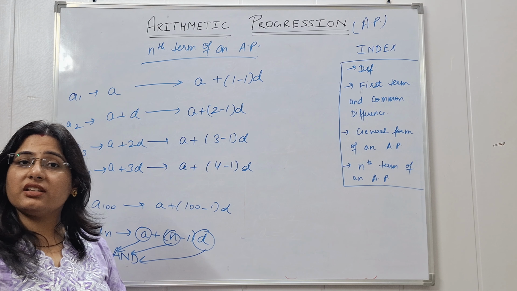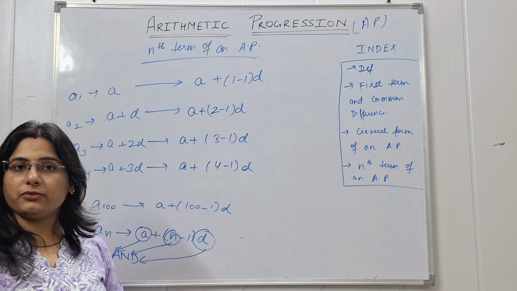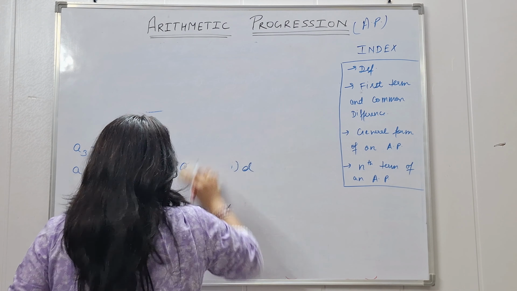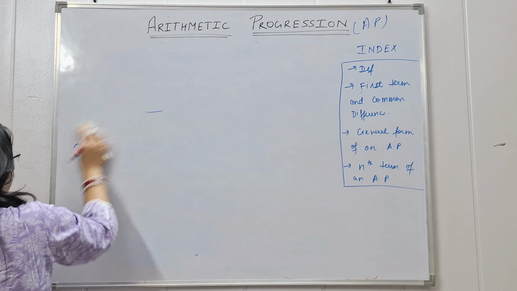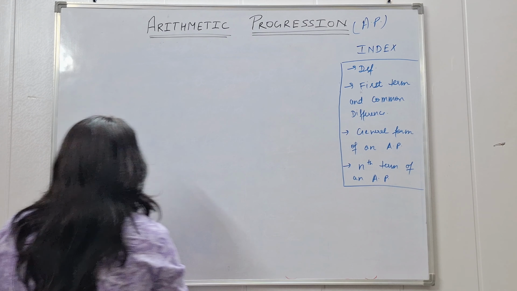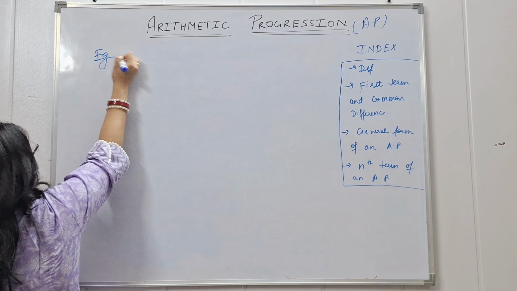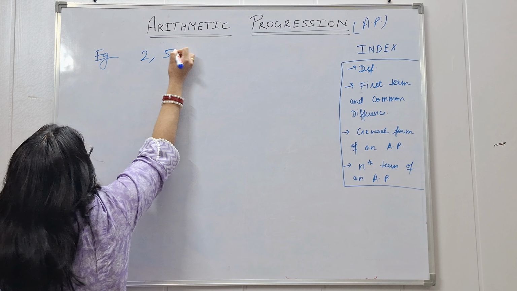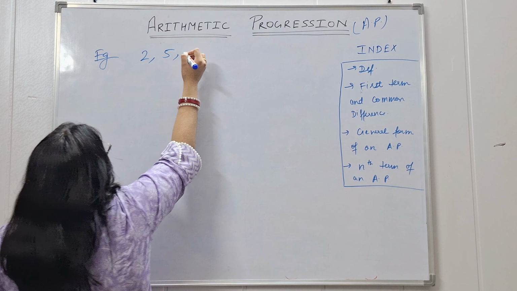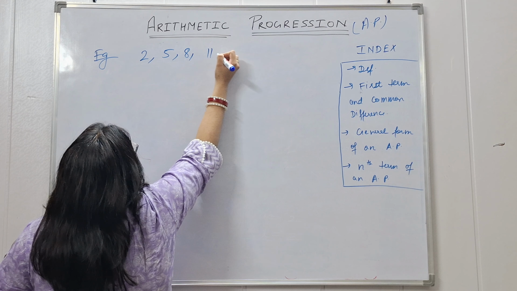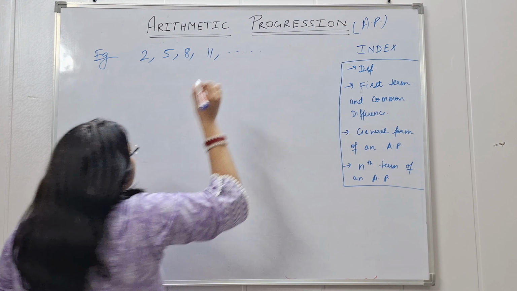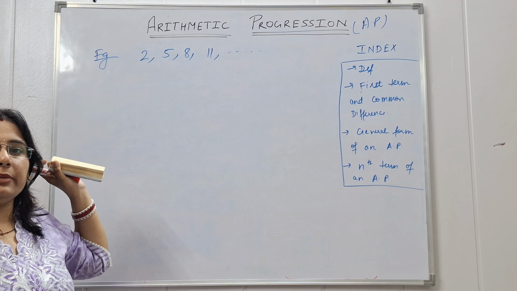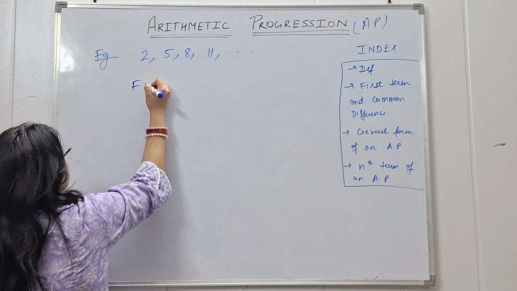Now what's the use of this nth term? क्या यूज है इस nth term के फॉर्मूले का? देखो with the help of an example. See, let's take an example. If I say 2, 5, 8, 11 and so on, this is an AP, and I have to find the 10th term.